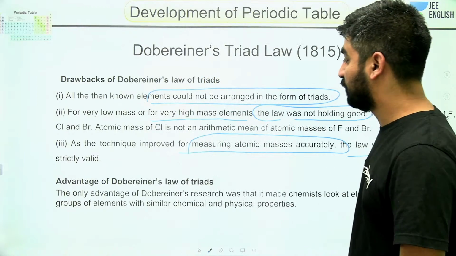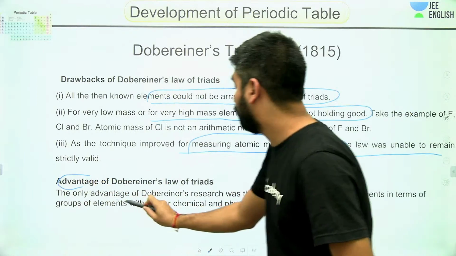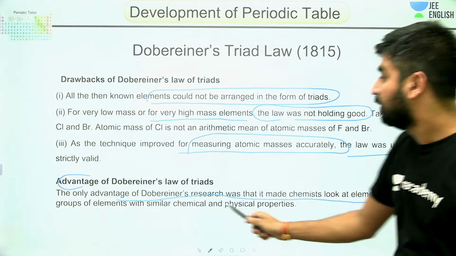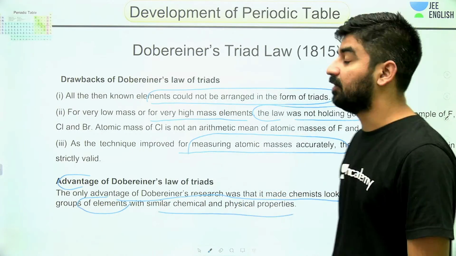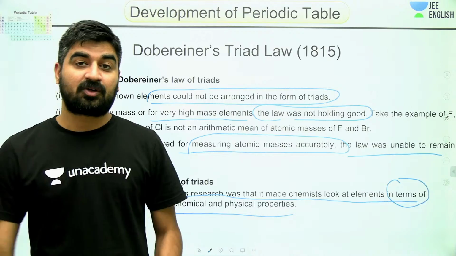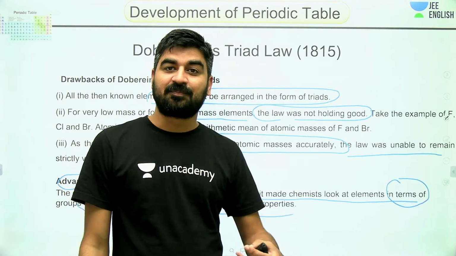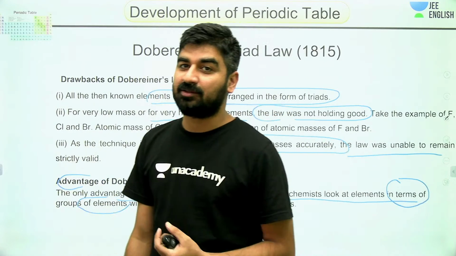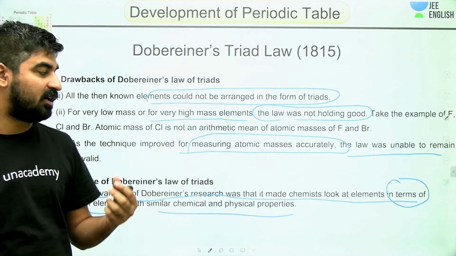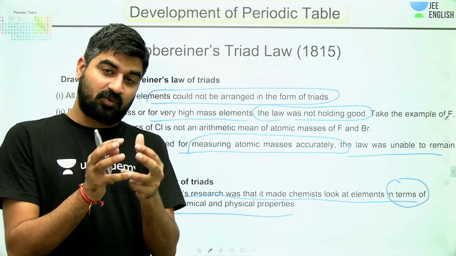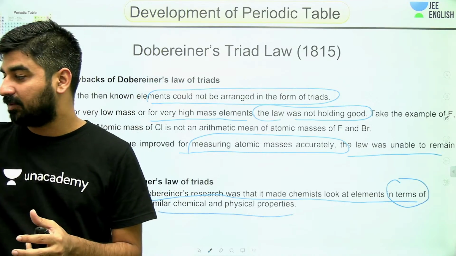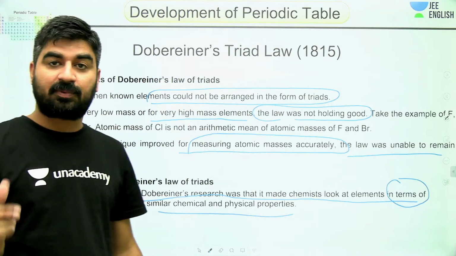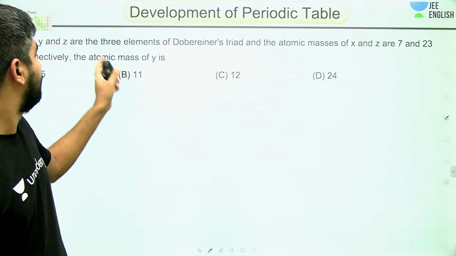So what were the advantages? The only advantage of Dobereiner's triads was that it made chemists look at elements in terms of groups of elements with similar chemical and physical properties. Before it, there was only Lavoisier's arrangement, which talked about metals and non-metals. Now scientists started thinking that we have to arrange the elements as per their physical and chemical properties in such a way that elements with similar properties are placed together. Got it, guys? So now do it.